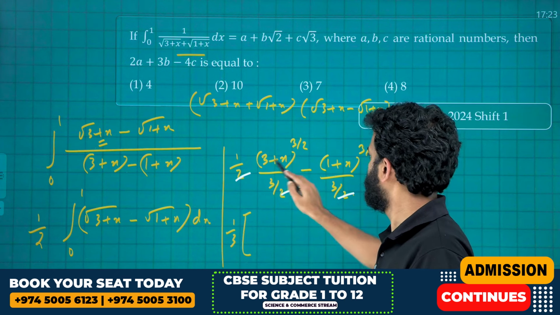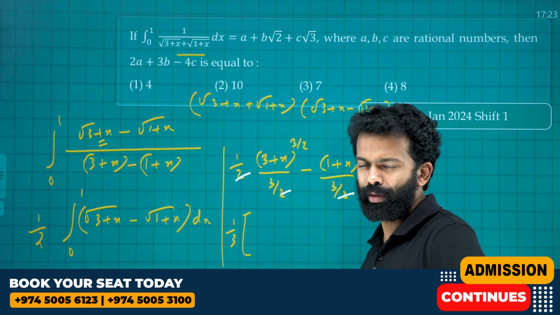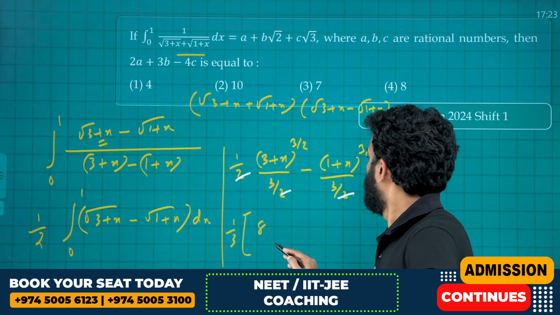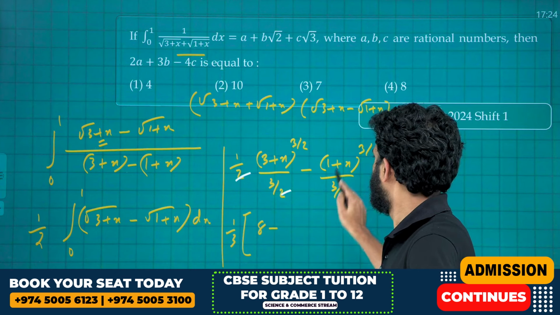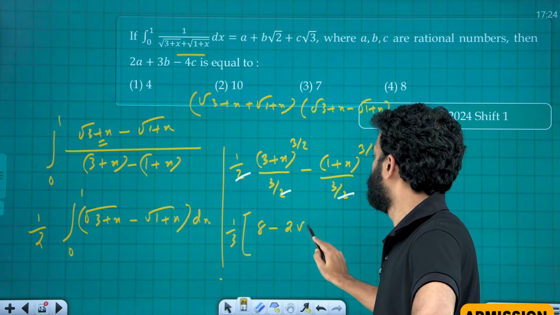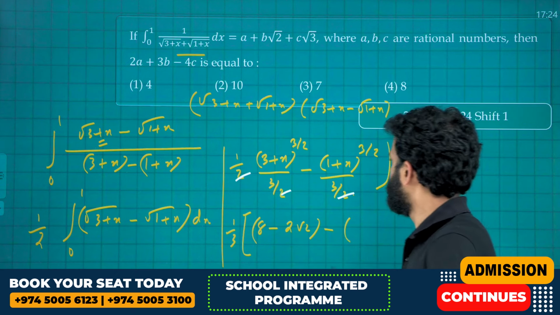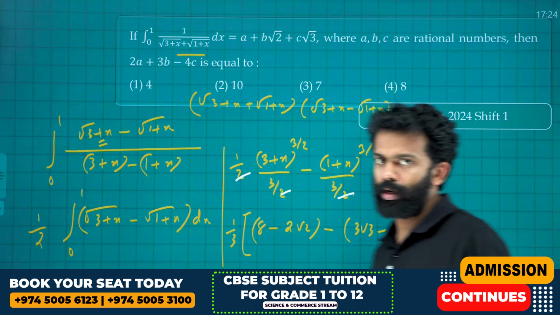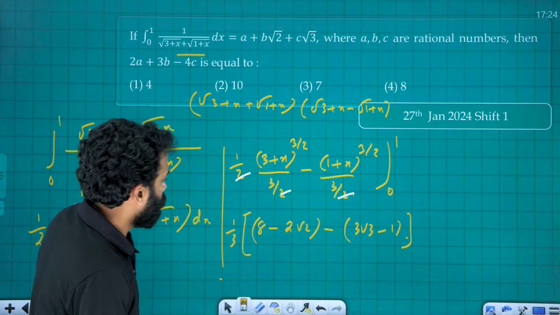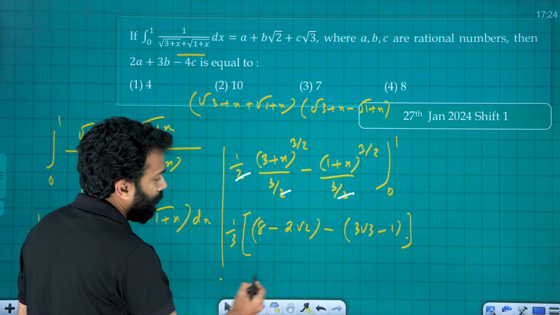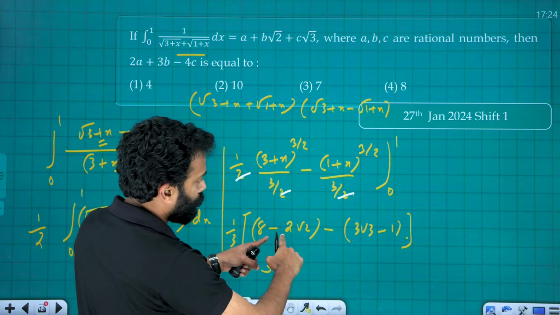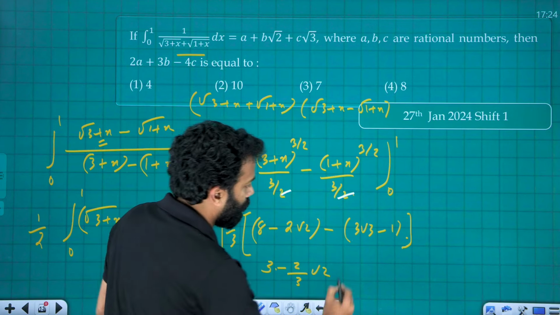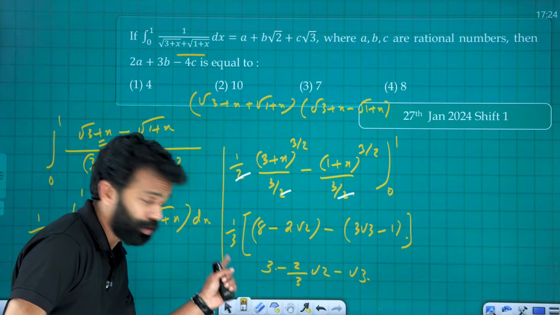So substituting 1, you will get 3 plus 1 is what? 4. 4 raised to 3 by 2, that is 8, right? That is 8. 8 minus, substitute 1 here, you will get 2 raised to 3 by 2, that is 2 root 2. Okay, then substitute 0, you will get 3 root 3, and here it will be minus 1. Done. Okay, moving on, it will be 8 minus minus 1, that is 9, and 9 by 3 is what? 3. And minus 2 root 2 by 3, that is minus 2 by 3 into root 2, and this will be minus root 3 only. I have divided it by 3 also.